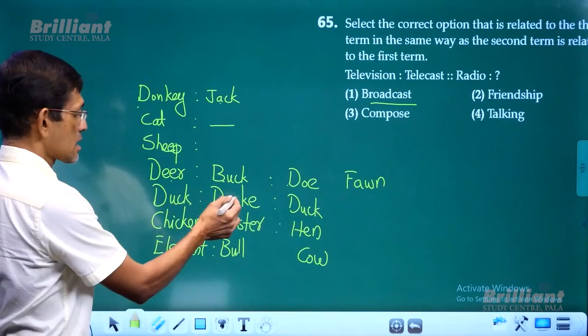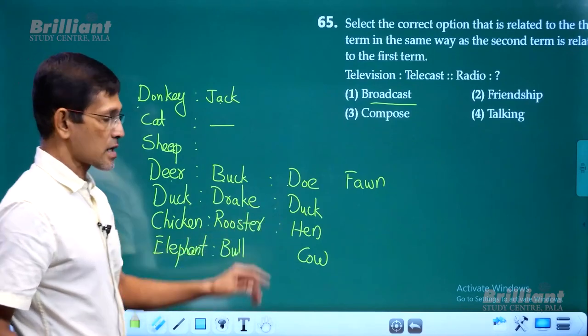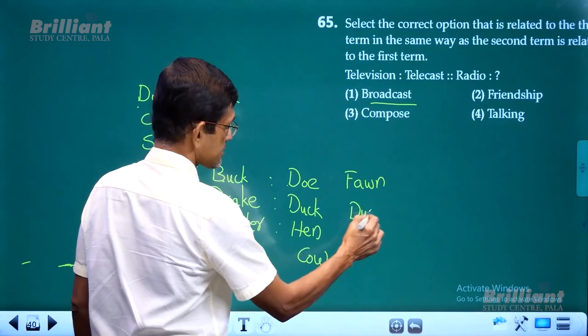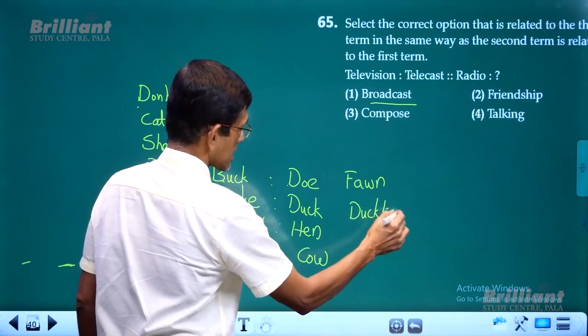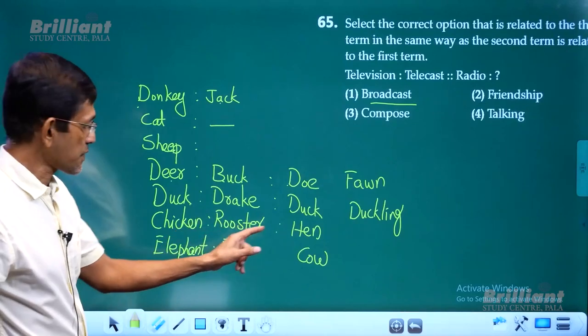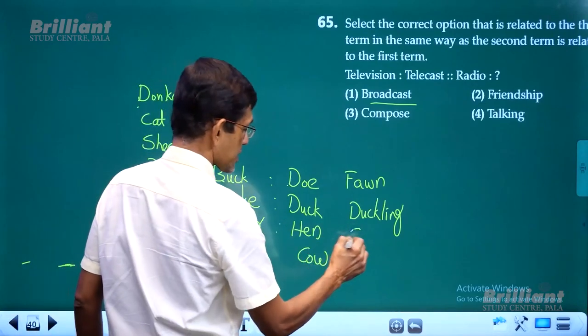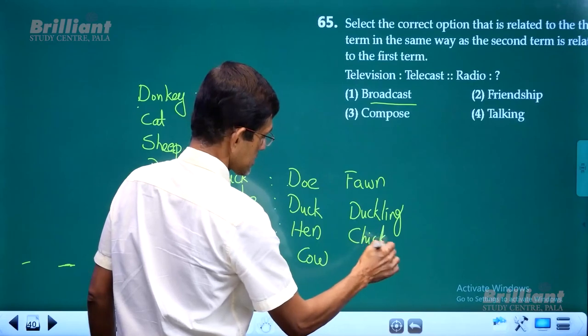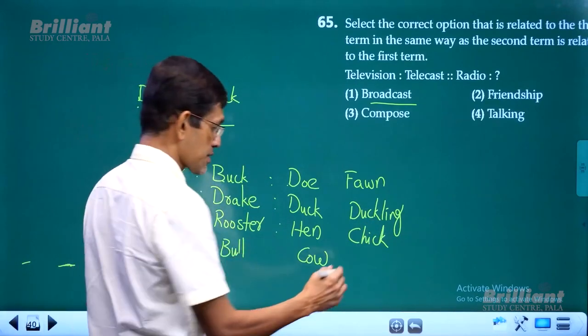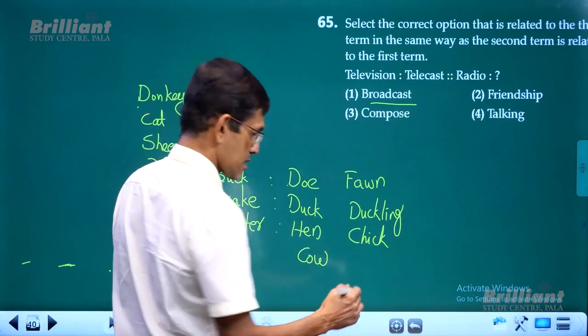And duck, drake, duck. So male, female, and young one of duck is what? Duckling. And chicken, the male chicken is rooster, female is hen, and the young one is what? Chick. And how about elephant? Male is bull, female is cow, and the young one of elephant? Calf.